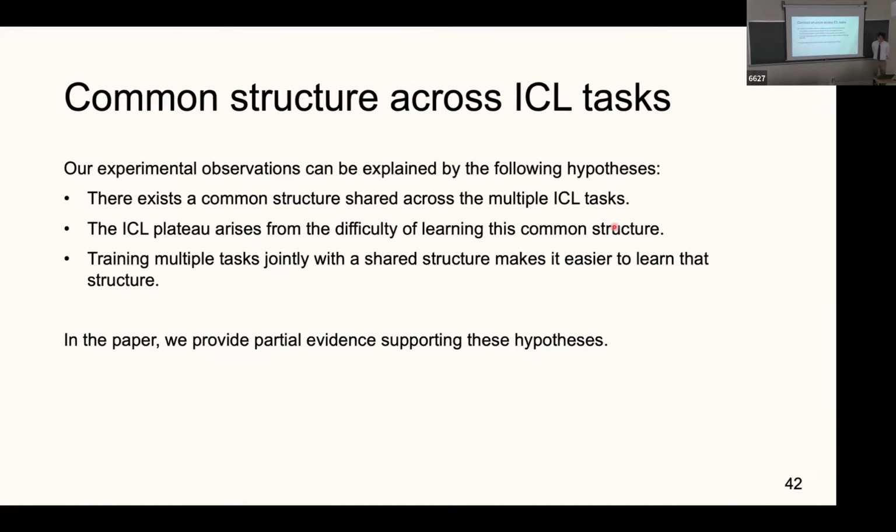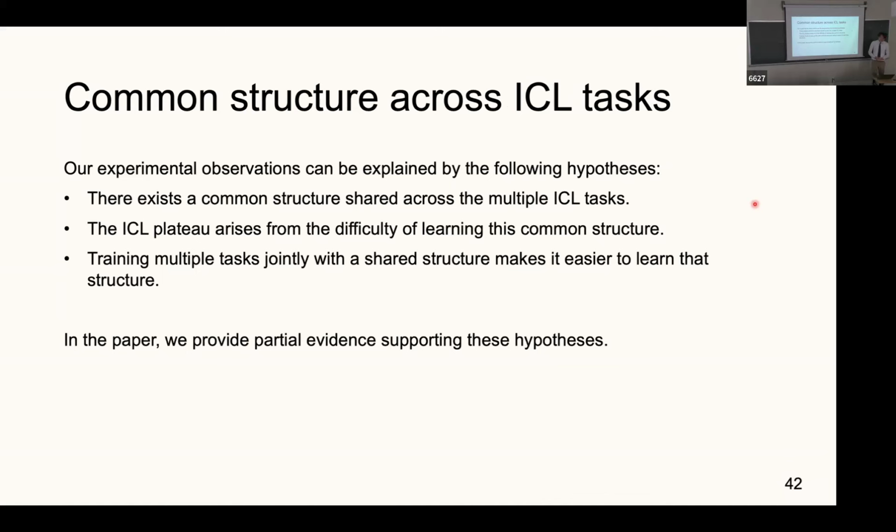In the interest of time, I'm not going to show you the supporting evidence, but here are the hypotheses that we lay out in the paper, and we provide some very incomplete evidence supporting them. Our experimental observations can be explained by these hypotheses. Hypothesis number one, there exists a common structure shared across these multiple in-context learning tasks. Number two, the plateau arises from the difficulty of learning this common structure. And number three, training on multiple tasks jointly makes it easier to learn this common structure.